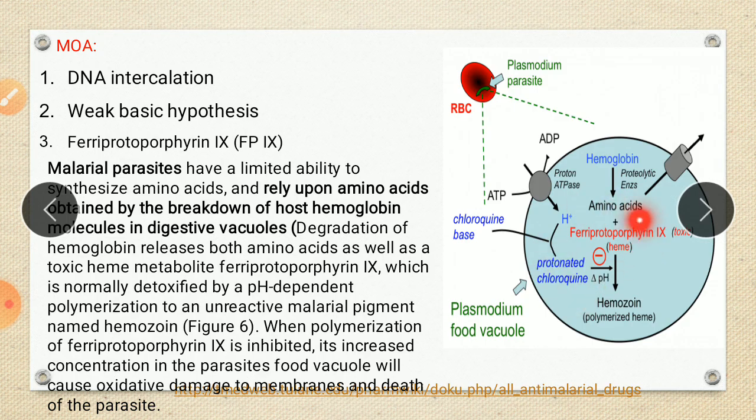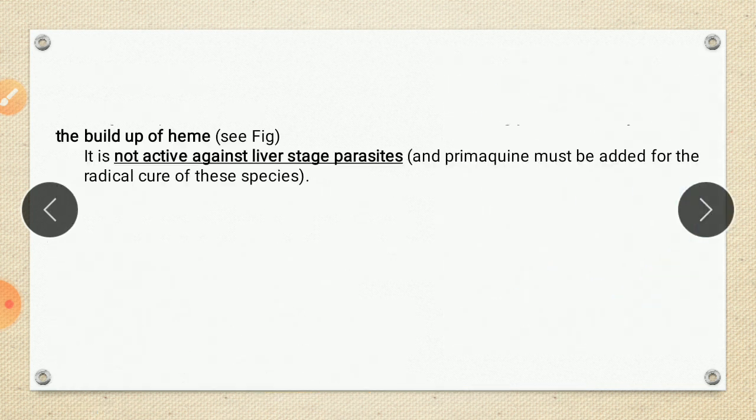So our drugs inhibit this step, the conversion of FP9 to hemozoin. Chloroquine and other drugs inhibit the polymerization of FP9 into hemozoin, due to which the concentration of FP9 increases, and it is toxic to the parasite. So this is the mechanism of action of these drugs. They simply inhibit the polymerization step, so FP9 is not metabolized into hemozoin, and the concentration of FP9 increases, which is very toxic to the parasite.